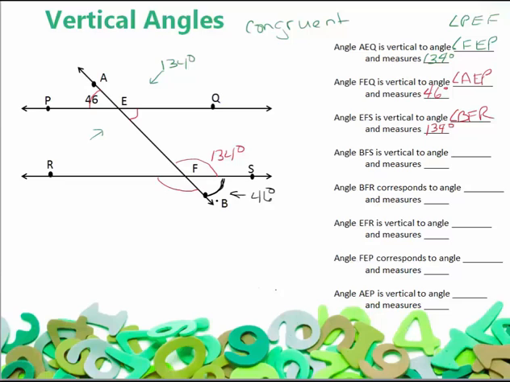But once I know the angle BFS is 46 degrees, I also know that angle RFE is going to also be 46 degrees because they're vertical angles. I've given you 4. I'm going to leave you 4 more for you to measure or work with.